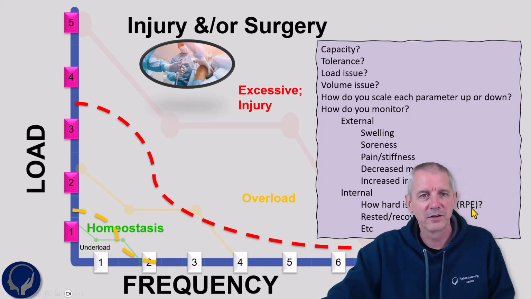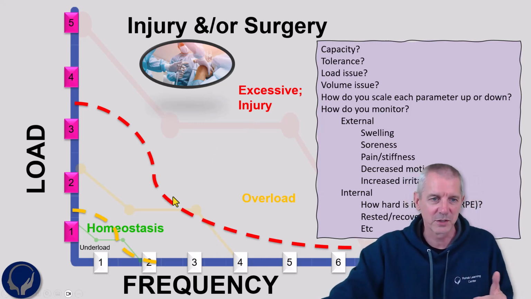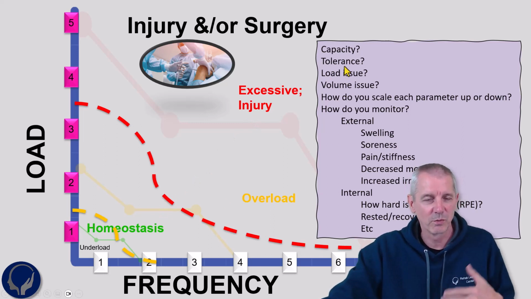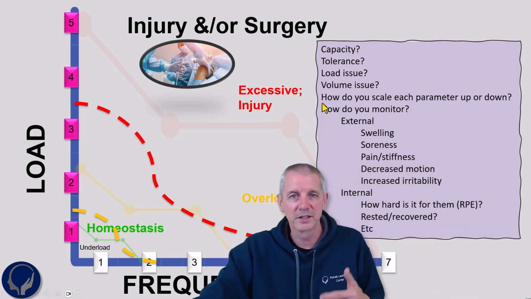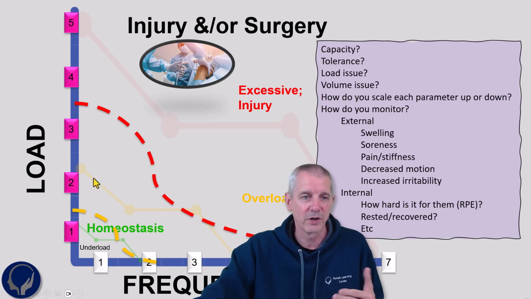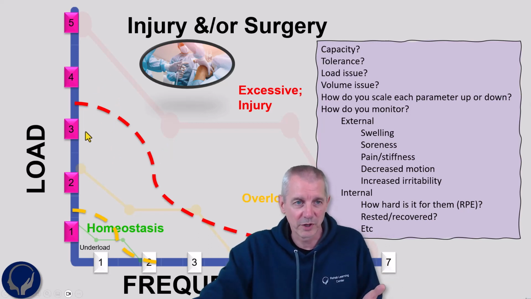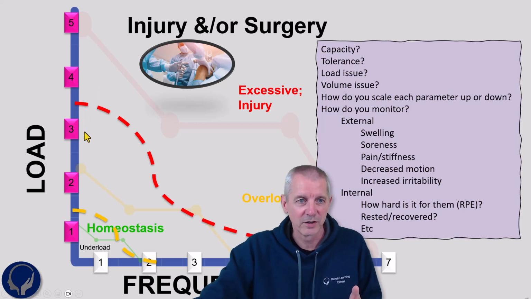If somebody's capacity drops as a result of an injury, what is their capacity now? What is their tolerance? Is it a load issue that they're now having after the injury? Is it a volume issue? How do you know how to scale this up or down? If they are here, you probably need to lower the magnitude. But if that's not enough, and they're here, I'm probably going to have them go twice a week, but the second time I do the load, it's not going to be here. It's probably going to be down here.